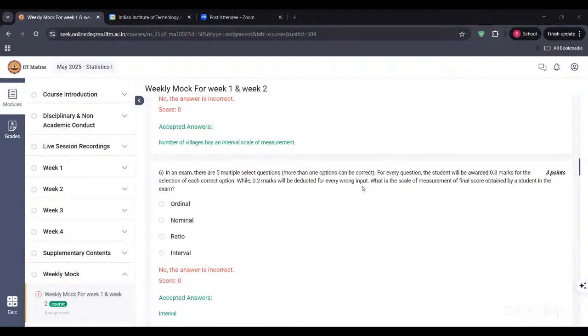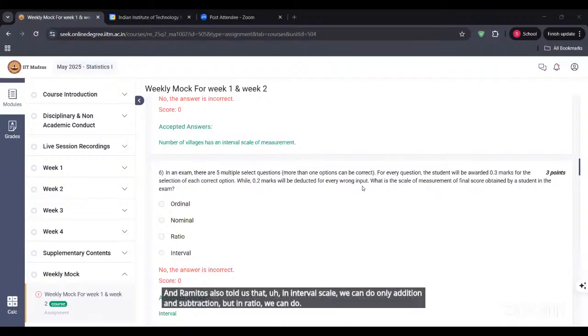And ma'am, it was also told to us that in interval scale we can do only addition and subtraction, but in ratio we can do all the 4 mathematical operations.